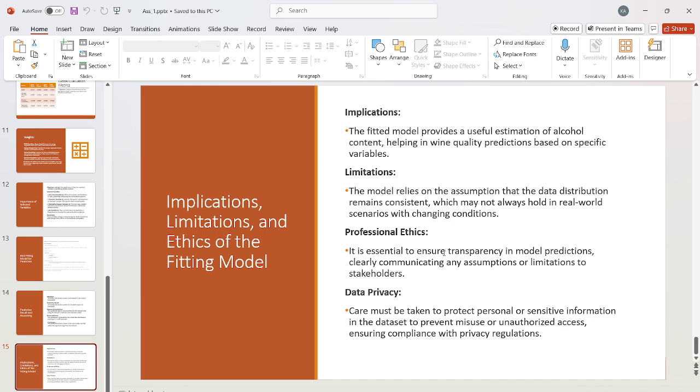Implications, limitations, and ethics. This model can help estimate wine quality based on chemistry, but it has limitations like assuming the data patterns always stay the same. Ethically, we must be transparent about model performance and protect any personal data used during the analysis.